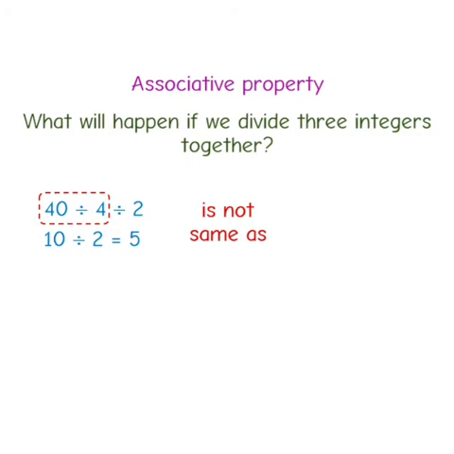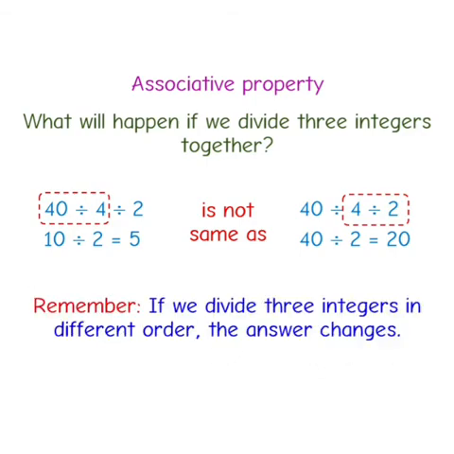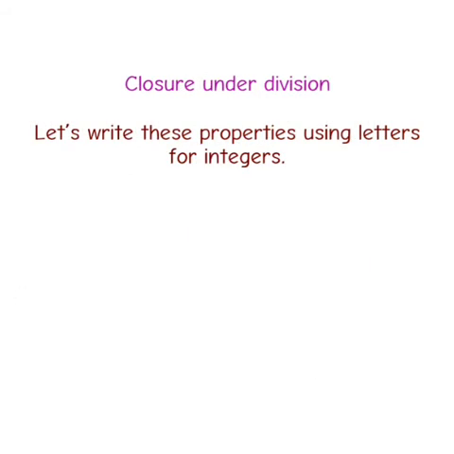Or we can do it another way. First we divide 4 by 2 that is 2, and then divide 40 by 2 that is 20. So remember, if we divide 3 integers in different order, the answer changes. So the associativity does not hold in division for integers.